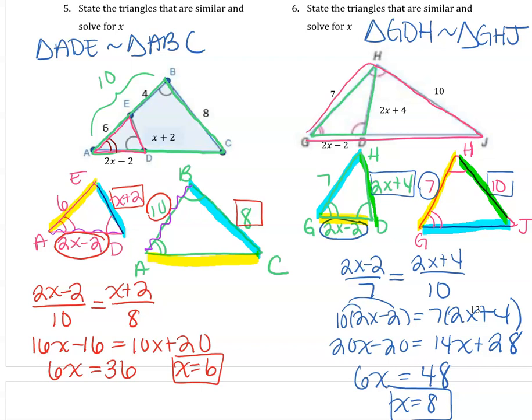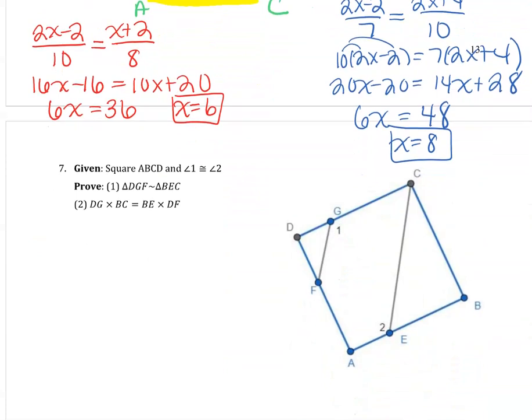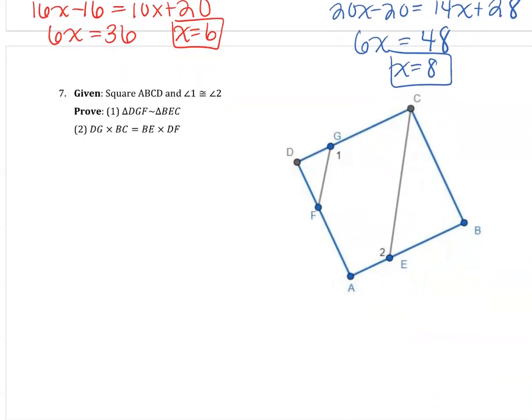All right, one last problem for our review video, and it's a little proof here. So in this proof, we are given a square. So this whole outside figure, ABCD, is a square. I'm also giving you that angle 1 is congruent to angle 2. All right, so I'm looking to show that DGF is similar to BEC.